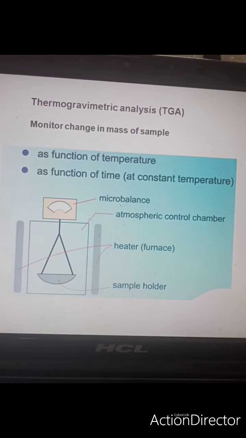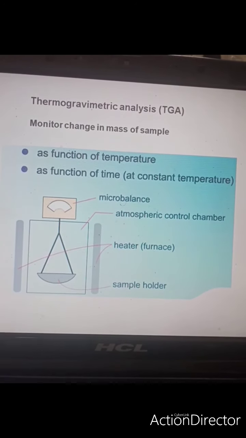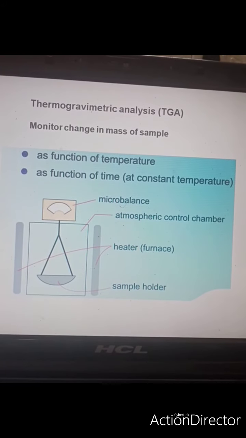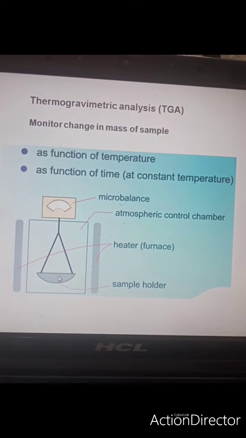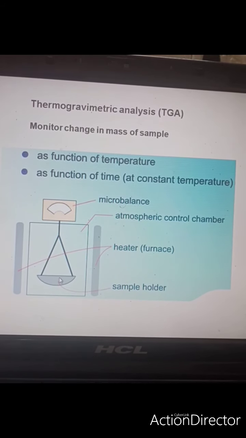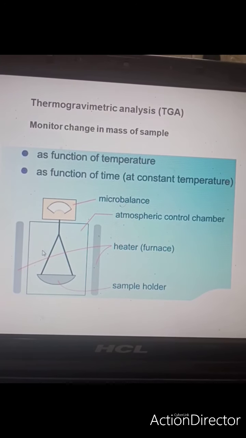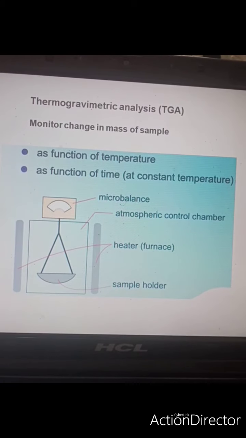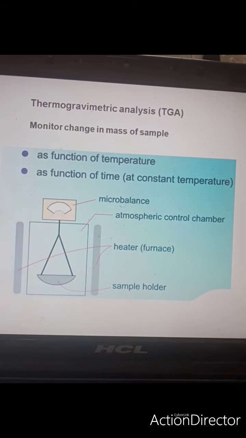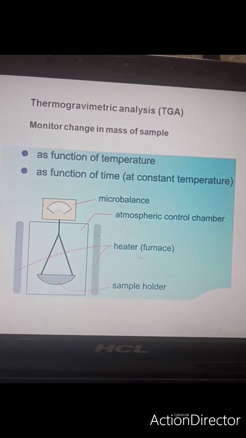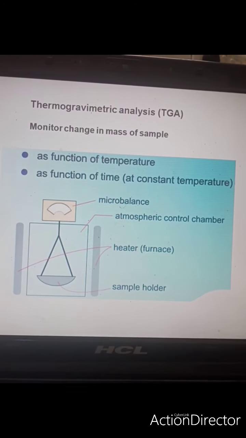Now let us discuss its instrumentation. As you can see, it consists of a sample holder. This sample holder is a crucible made up of a material that can tolerate very high temperature. An inert atmosphere is maintained by flushing inert gases like helium, neon, argon, etc. at constant temperature.